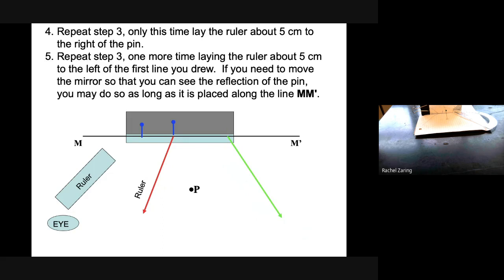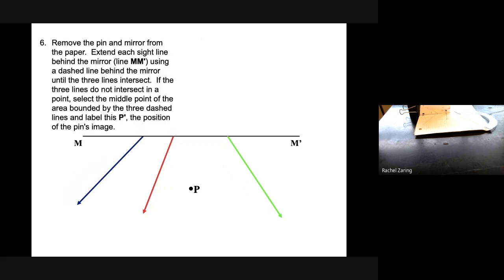Do this one more time, maybe now going about 5 centimeters to the left of the very first line that you drew. You might need to shift the mirror over towards the left so that you can actually see the reflection of the pin. You're more than welcome to do so as long as it stays running along the line MM that you created. So there you go, you see your reflected line that is drawn there.